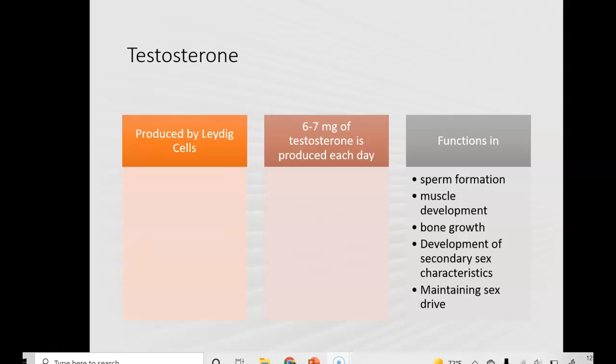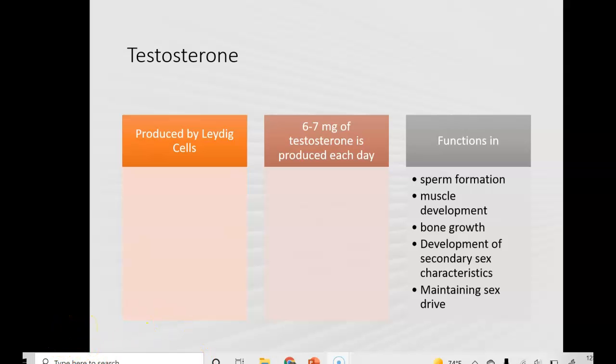So it's going to play a really important role once puberty hits. A male produces typically 6 to 7 milligrams every single day. The presence of testosterone is necessary to keep the male reproductive system working properly. The manufacture of testosterone happens in the testes, so the level of testosterone in the testes is extremely high compared to the level of testosterone in circulation, or around your bloodstream.